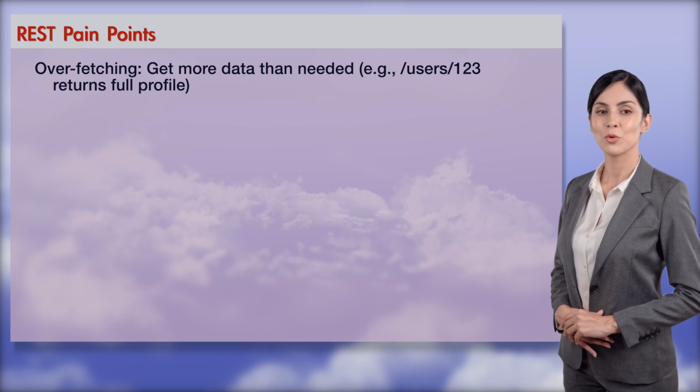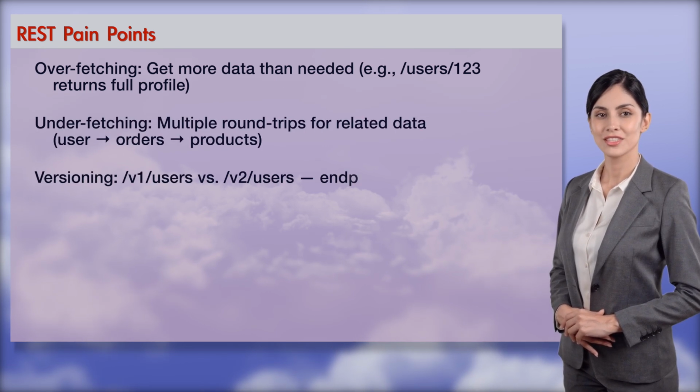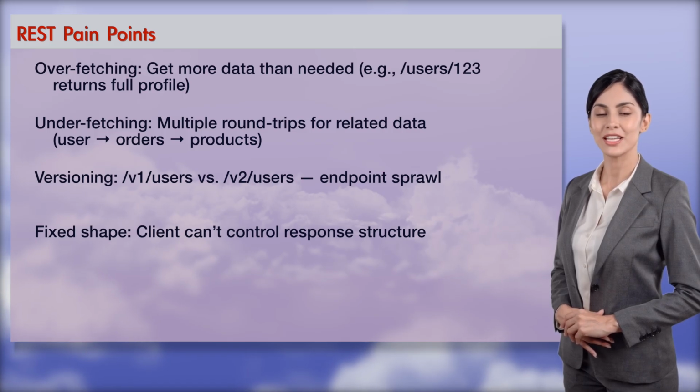REST's classic pain points: overfetching. A single endpoint often returns more data than the client actually needs, e.g., /users/123 returns full profile, even if only name is required. Underfetching forces multiple round trips, get user, then get orders, then get products per order.